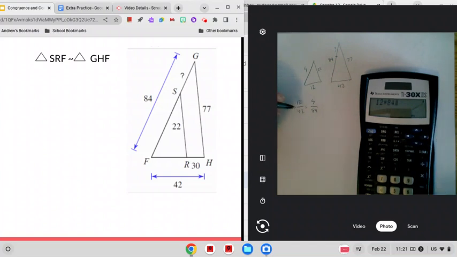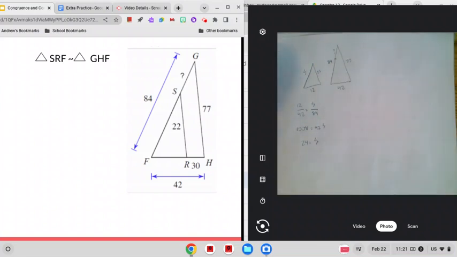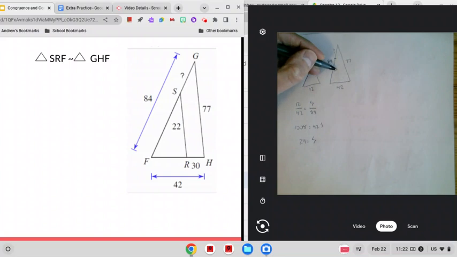I'm going to cross multiply. And I'm going to divide. And I'm going to get that lightning bolt is 24. This part right here, that chunk is 24. Okay, so I know from this line down, from S to F, that piece right there, is 24. So from there, there's 24.